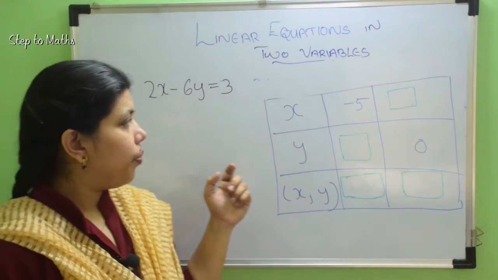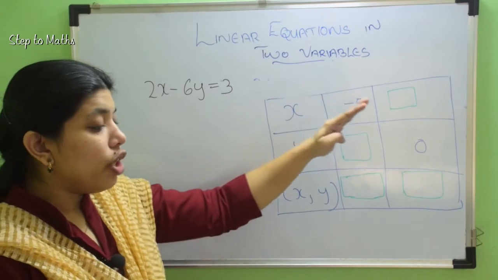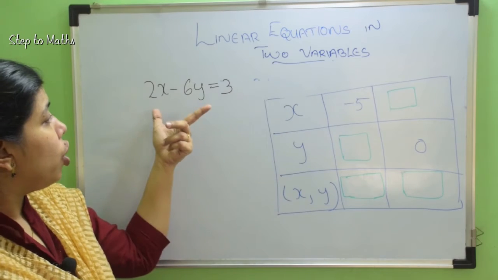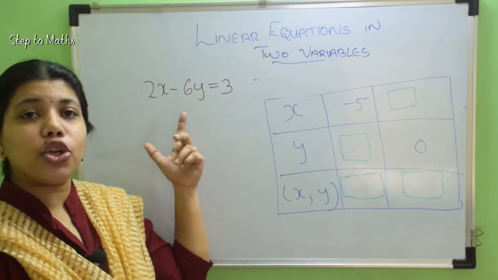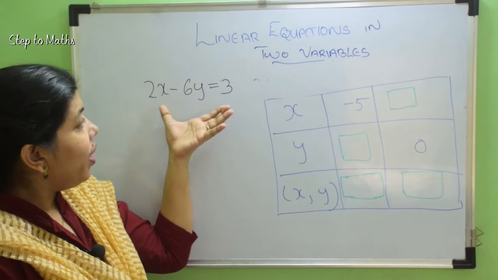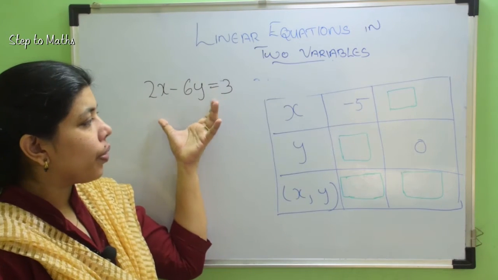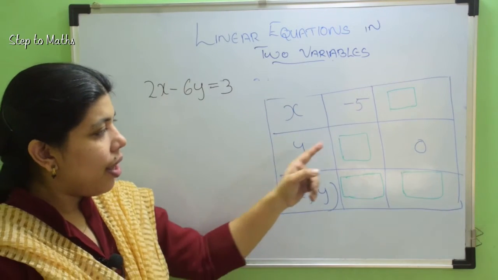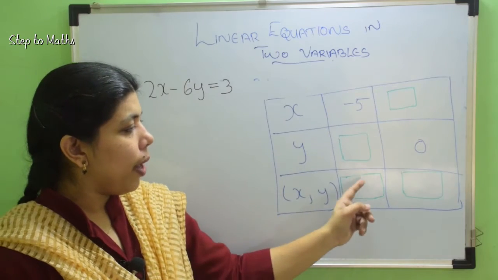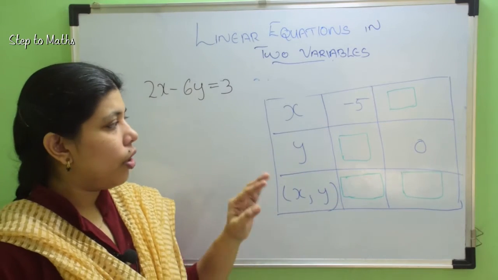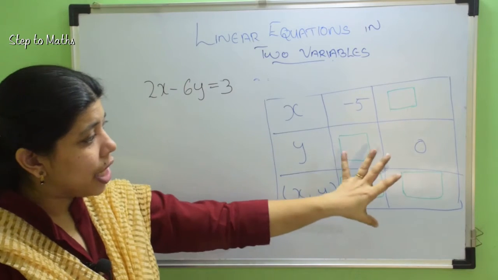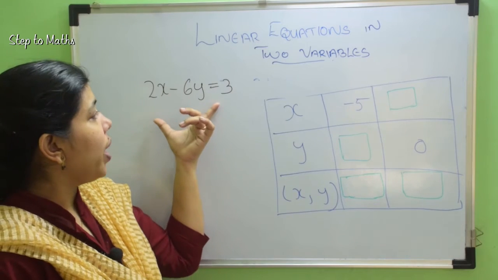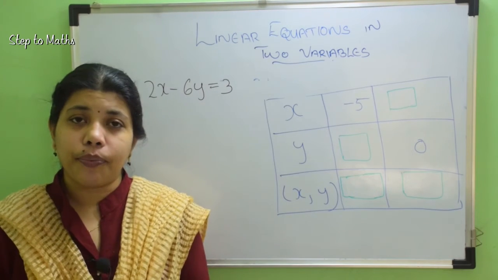The next question. Complete the following table to draw the graph of 2x minus 6y is equal to 3. One linear equation is given and a table corresponding to the coordinates of x and y, and in the given table some empty boxes are there. We have to fill these empty boxes with corresponding values to draw the graph of the given equation 2x minus 6y is equal to 3.